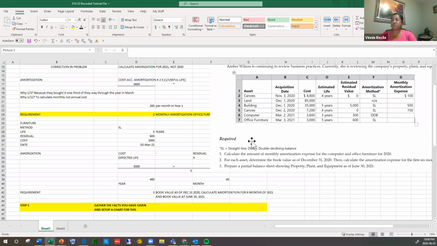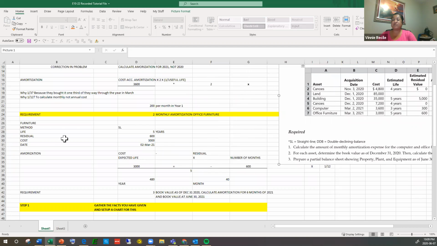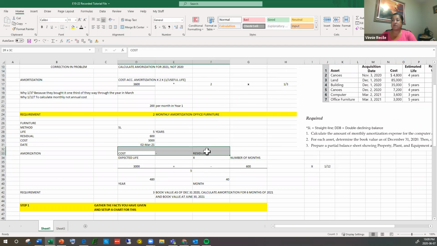Let's just move this over so you can grab all the information. 5 years, $3,000 cost, $600 residual value, date purchased is March. So again, all the facts pulled over into one area, nothing different from the last problem that we reviewed. Let's take a look at the formula for the straight line depreciation. Cost minus residual divided by the expected life times the number of months. Okay?